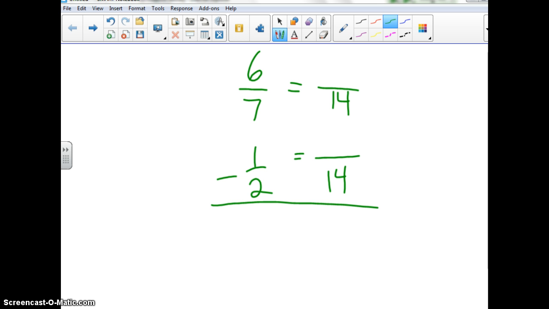Darius, what did you change the top fraction to? Yes. 12/14. How about the bottom one? And your final answer then was? Is it done? It is. You're done. Put your pinky in the air if you got this one right. Okay.